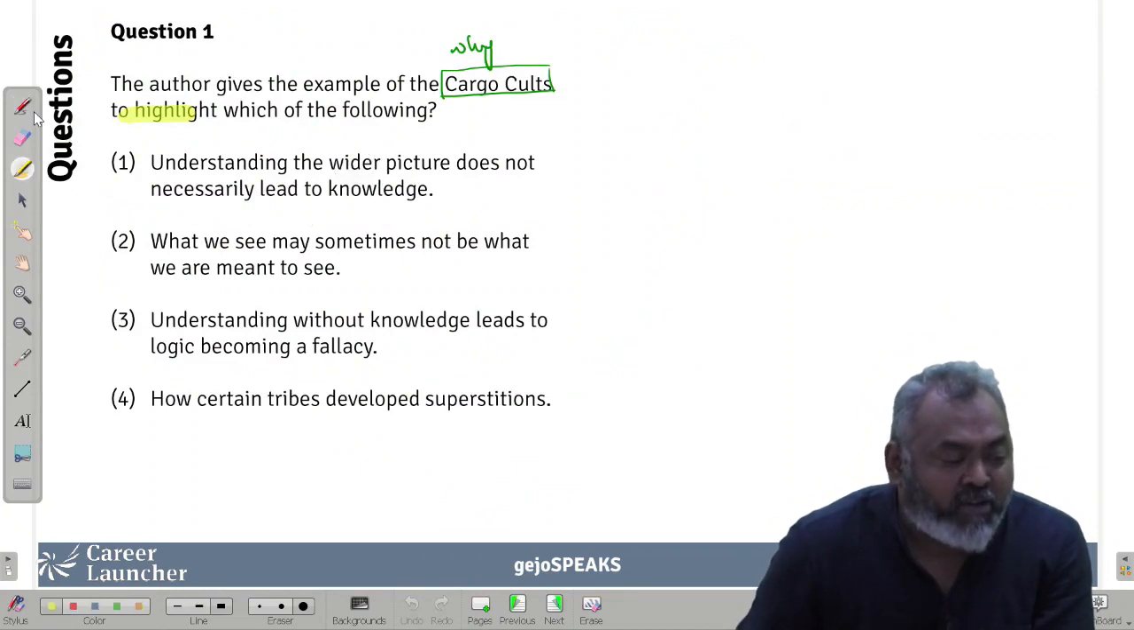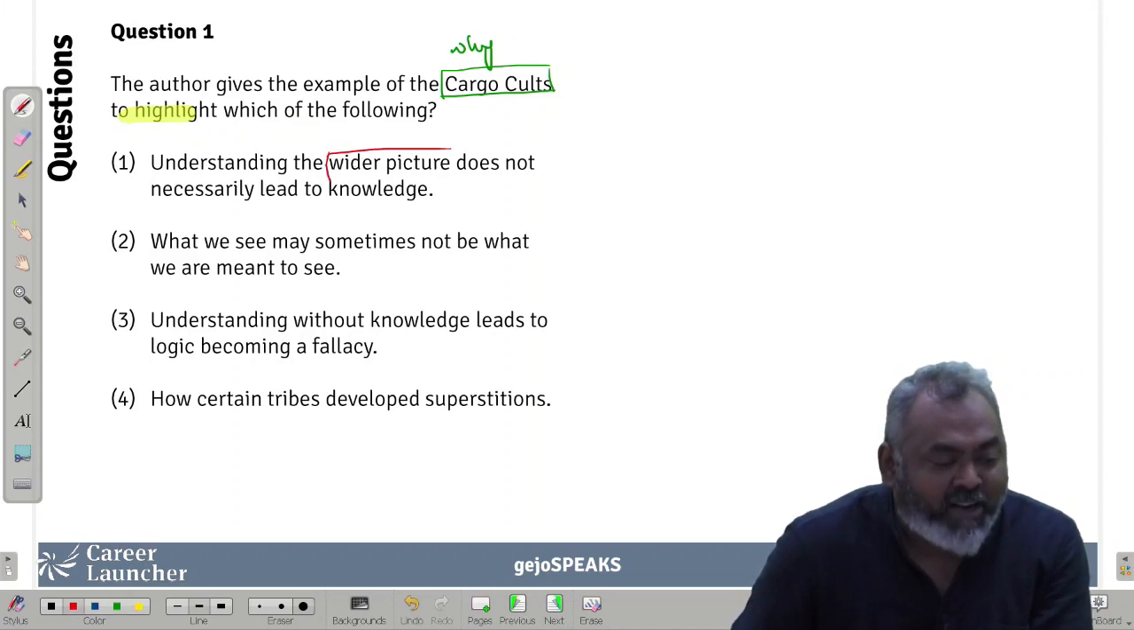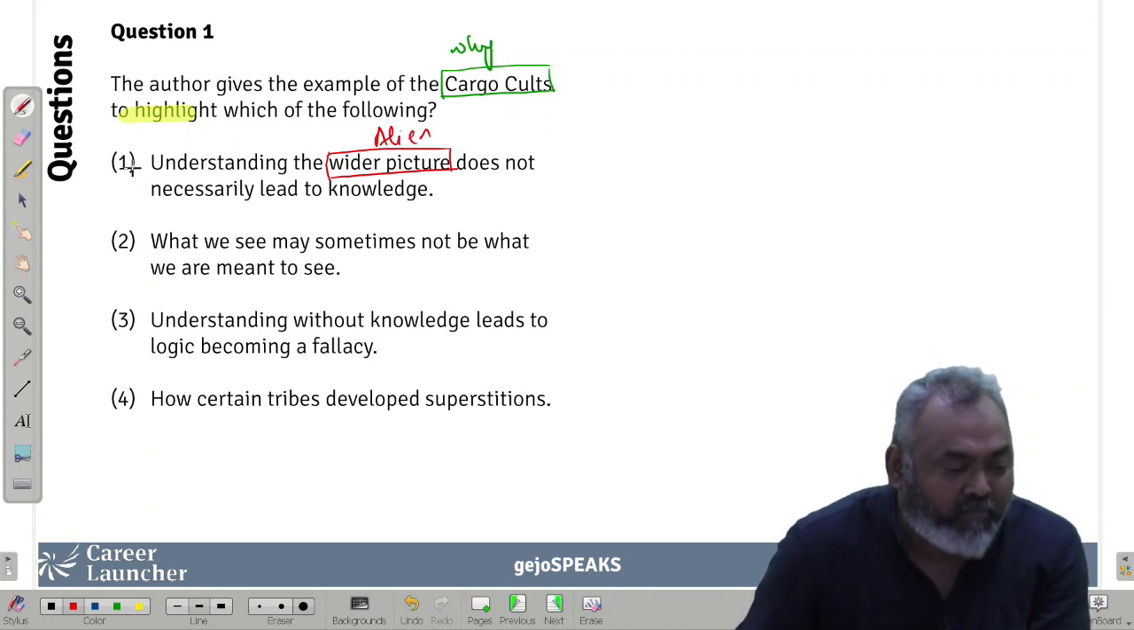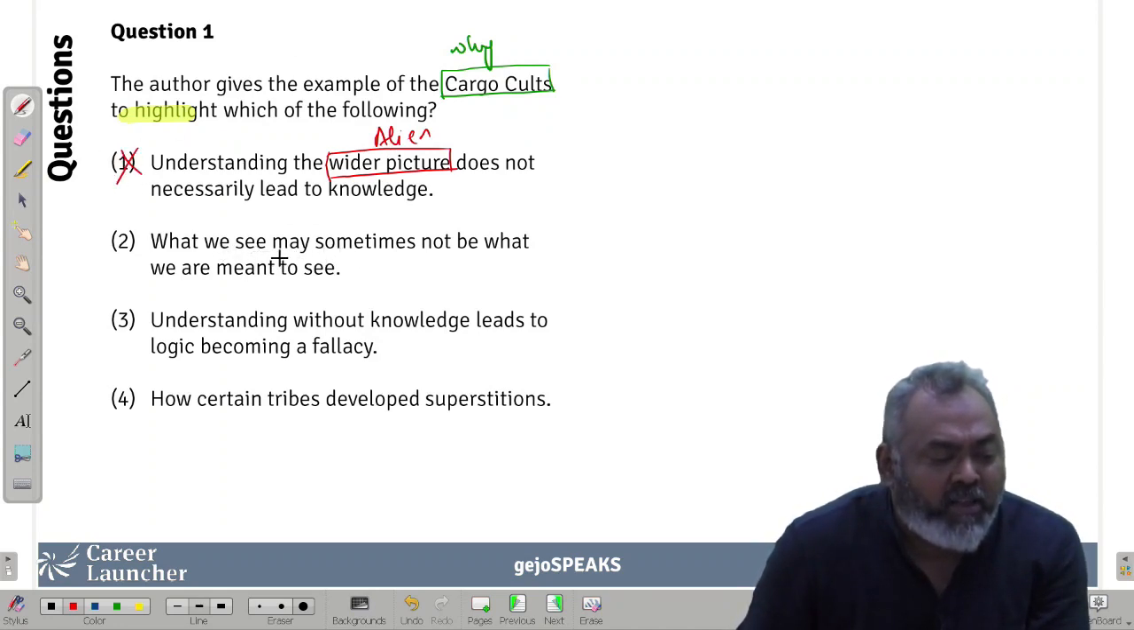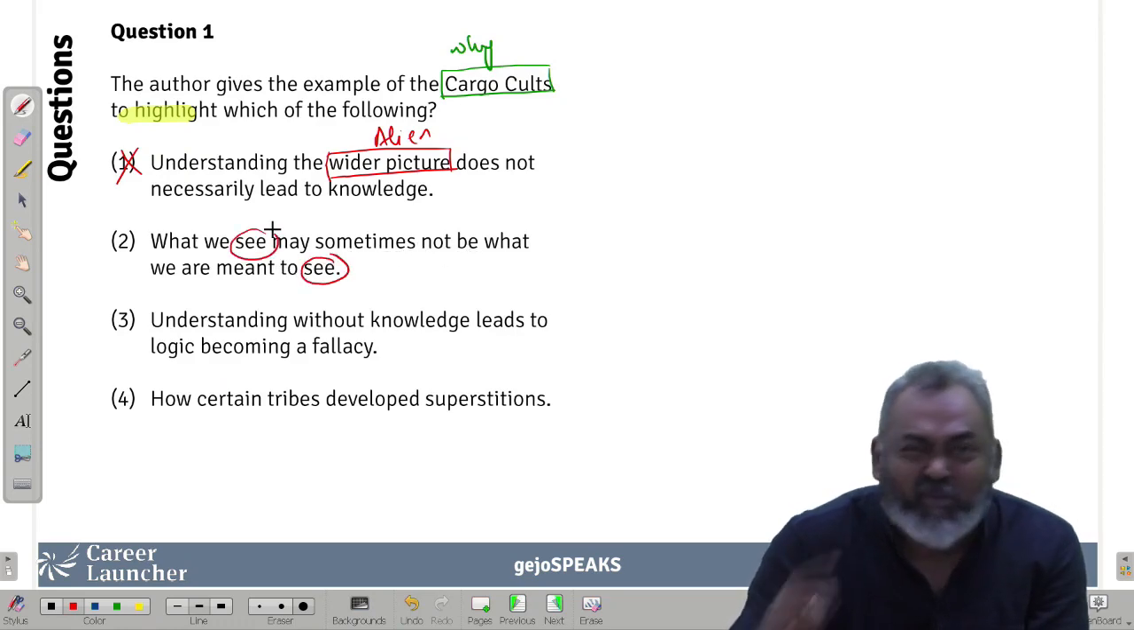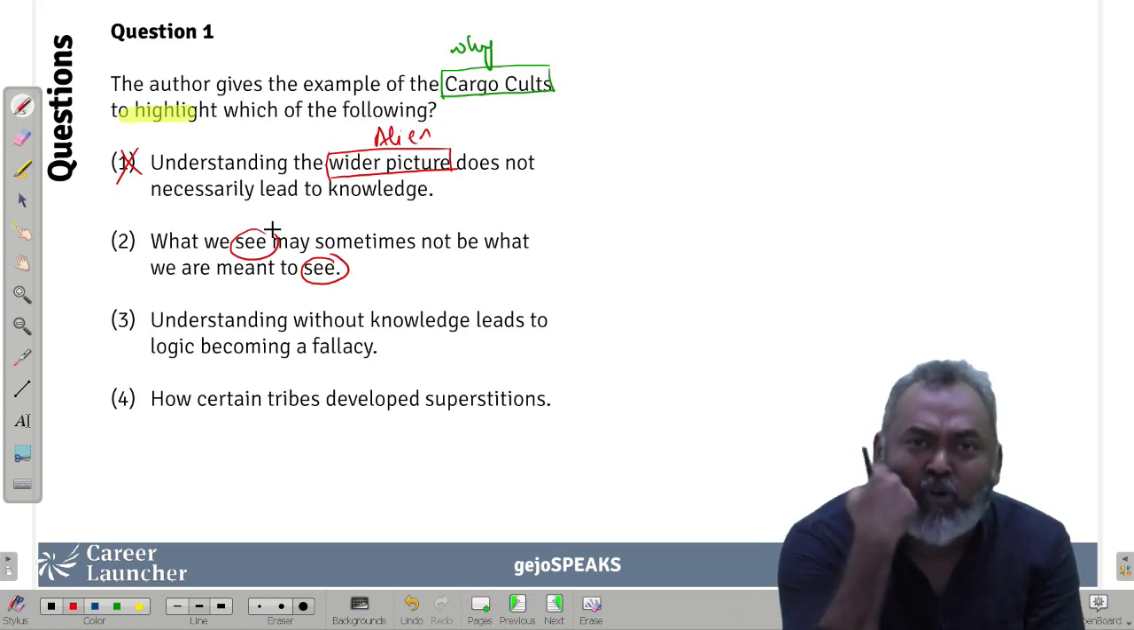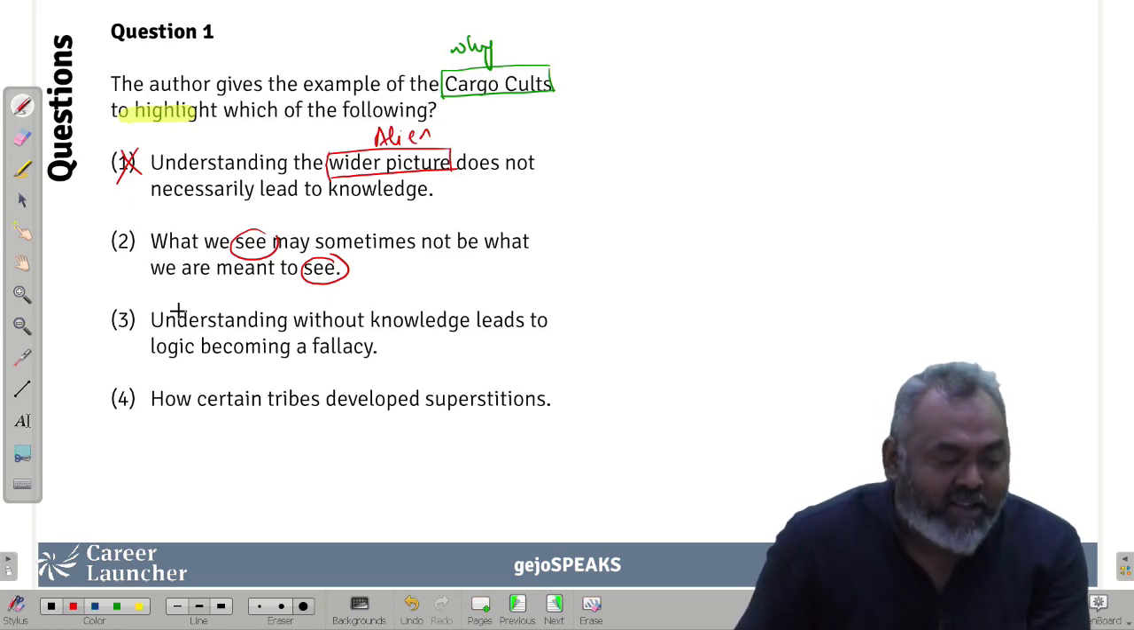Understanding the wider picture does not necessarily... What is the wider picture? This wider picture is something that is alien to the whole discussion. What is the wider picture? What we see may sometimes not be what they are meant to see. What are we seeing in this case? We are talking about superstition and logic. Okay, and then you have this nice statement: understanding without knowledge leads logic to become fallacy.